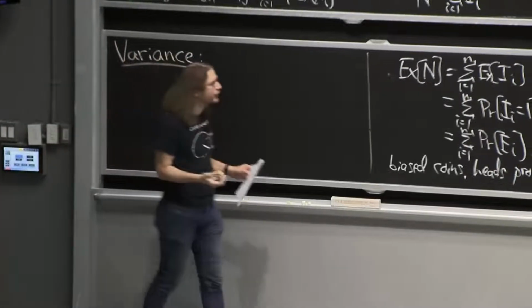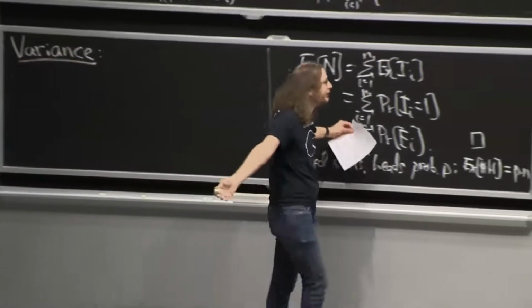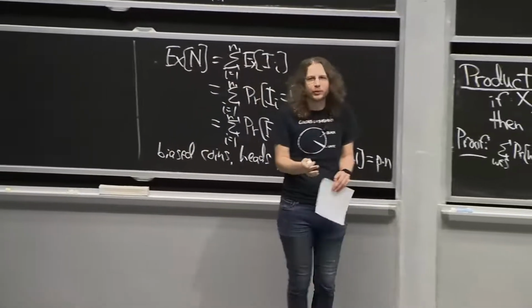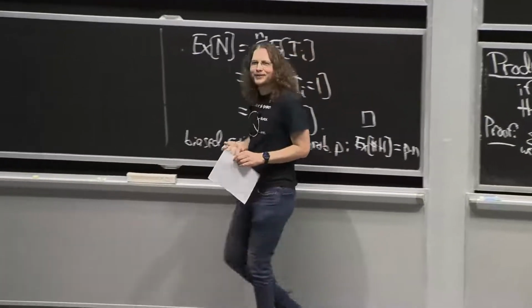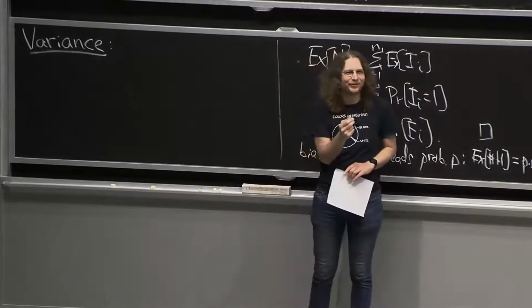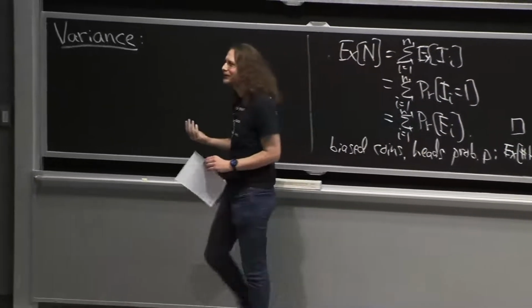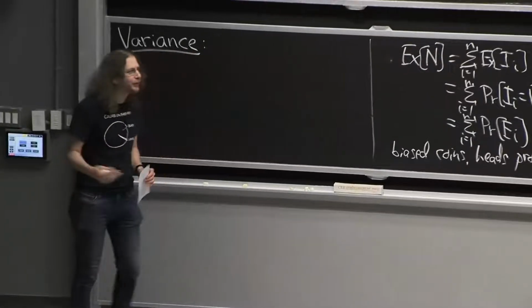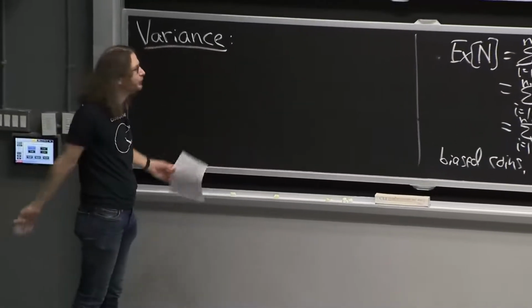So expectation was a way to take a whole function, a random variable, and reduce it down to one number. Now we're going to talk about how to take a whole function and reduce it down to two numbers, expectation and variance. And I'll say a little bit why these are maybe the first two numbers you might care about. There are more, of course. You might care about the whole distribution.